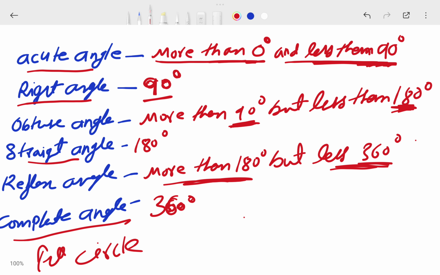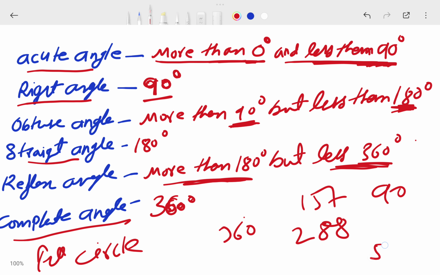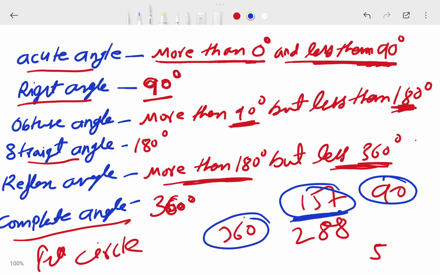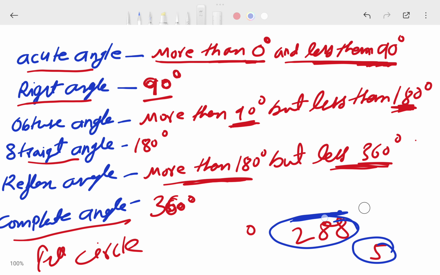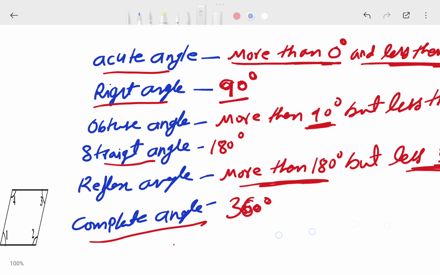If I give you some examples: this is 157, 288, this is 90, this is 360, and this is 5. So let's see what each is. 157 is it acute, right, or obtuse? This is our obtuse angle. Why? Because it is more than 90 degrees and less than 180 degrees. This is 90 degrees, a right angle. 360 degrees is a complete angle. This is 288 degrees, more than 180 degrees but less than 360 degrees, so this is a reflex angle. This is 5, more than 0 degrees and less than 90 degrees, so this is our acute angle. I hope you understand what acute, right and the others are.